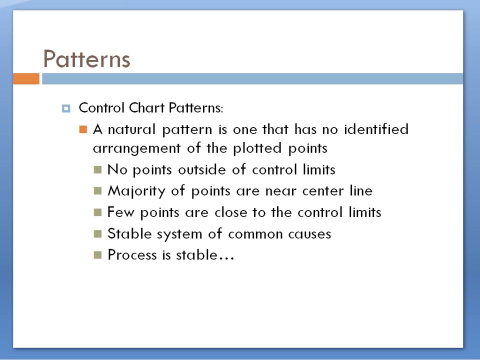And this is because we could have patterns in data. So control chart patterns: a natural pattern is one that has no identifiable arrangement of the plotted points. It could be that there are no points outside of the control limits, the majority of the points are near the center line, or few points are close to the control limits. Or you have a stable system of common causes, or the process is stable.